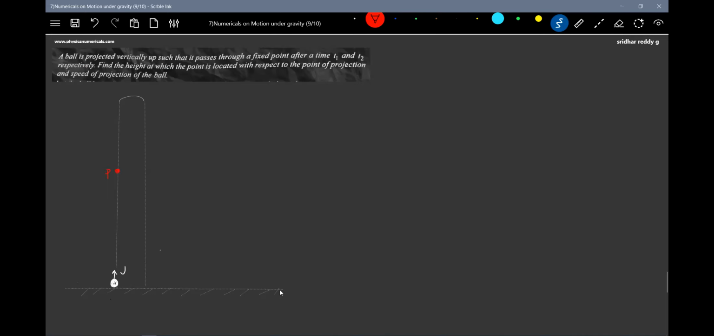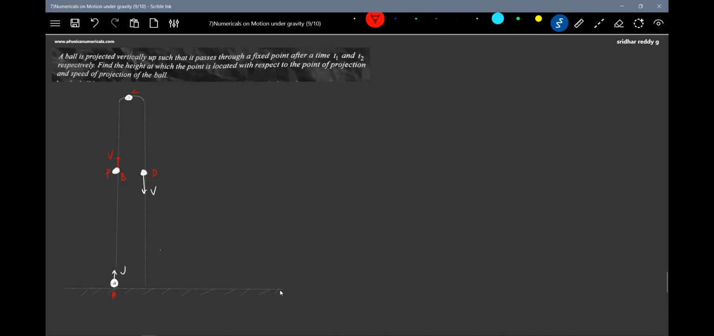It passes through a fixed point. Let me call the points A, B, C, D. It will cross it with a velocity V. Then the ball will come to instantaneous rest here. Again, it will pass through the same point with the same velocity.